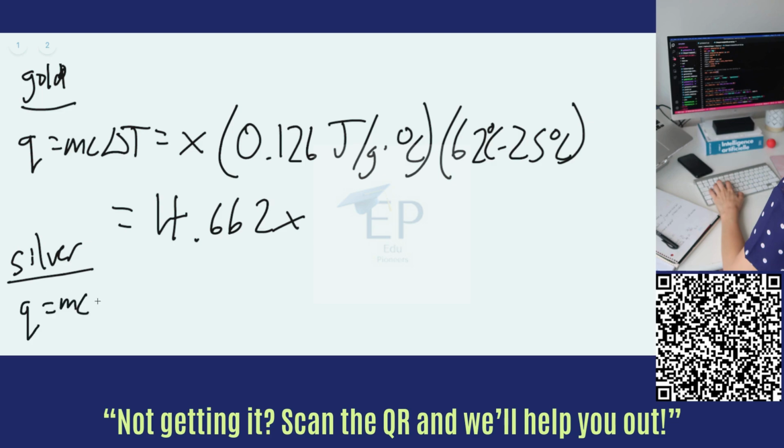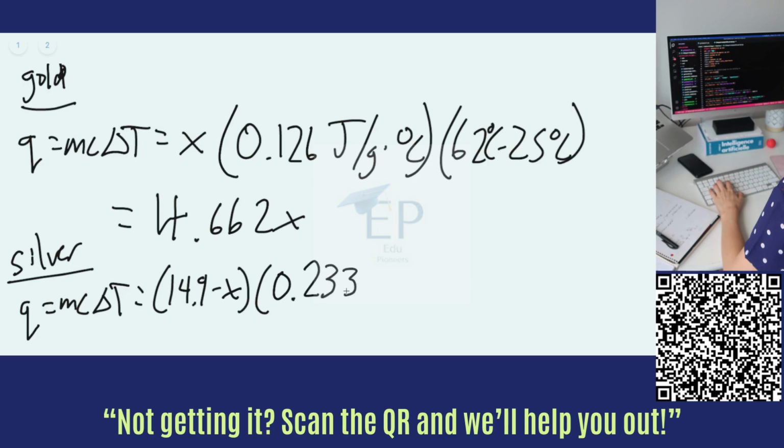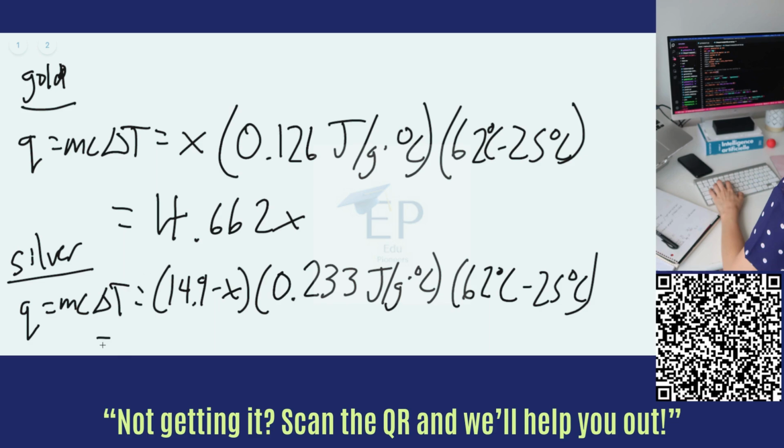Q equals mc delta T equals 14.9 minus x times the specific heat of silver, which is 0.233 joules per gram degrees Celsius. And then we have our same delta T as with gold. And so that gives us 128.4529 minus 8.621x. So this is our heat of silver.